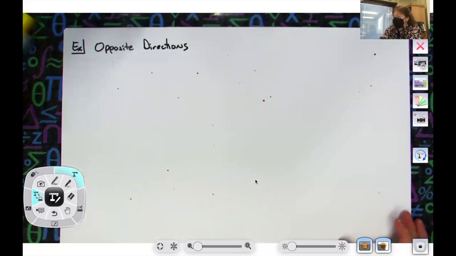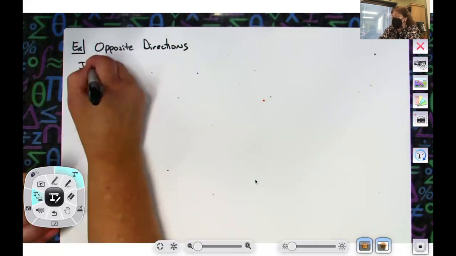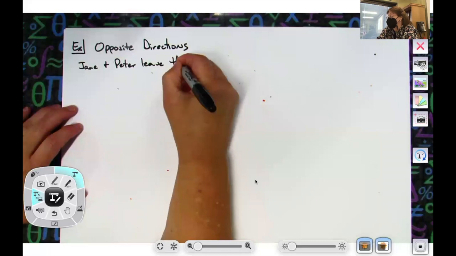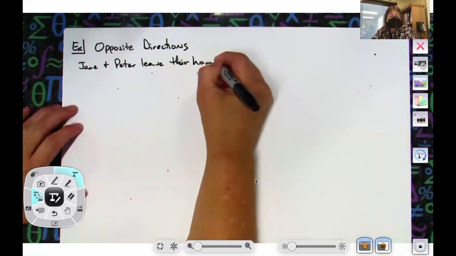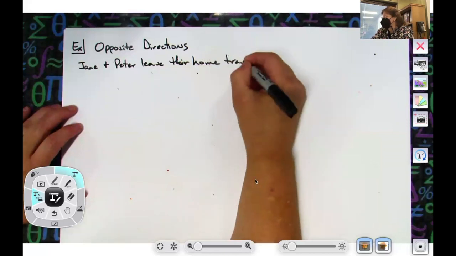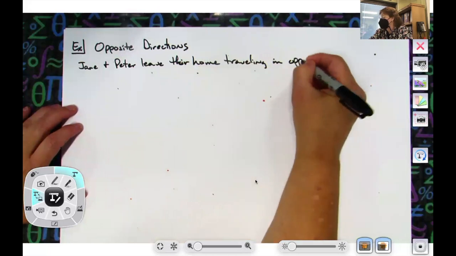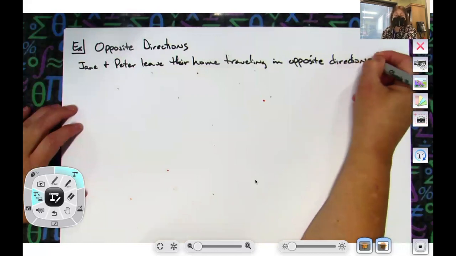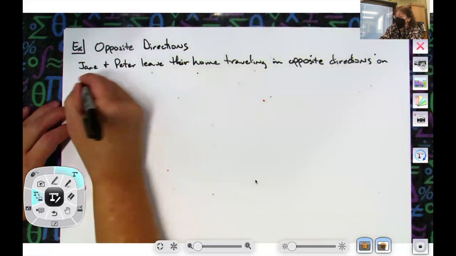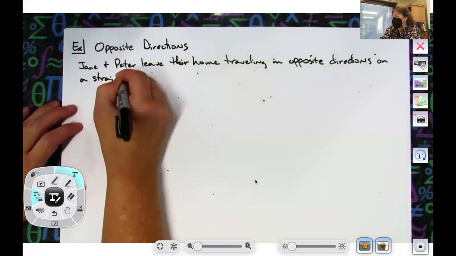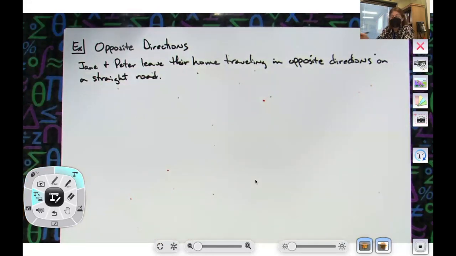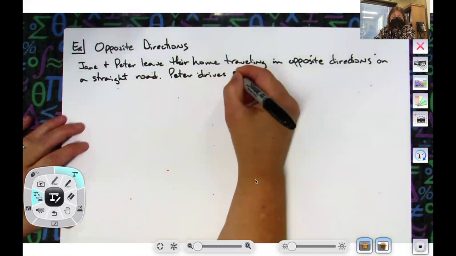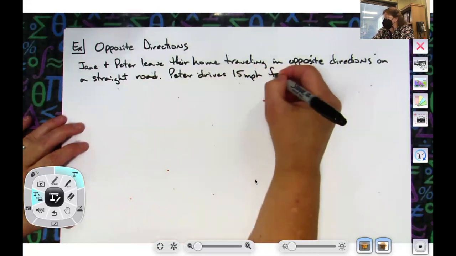Okay, all right, so here we go. Jane and Peter leave their home traveling in opposite directions. And let's be a little more specific other than just traveling in opposite directions. Let's say in opposite directions on a straight road. So clearly they're going opposite, okay? Peter drives 15 miles per hour faster than Jane.